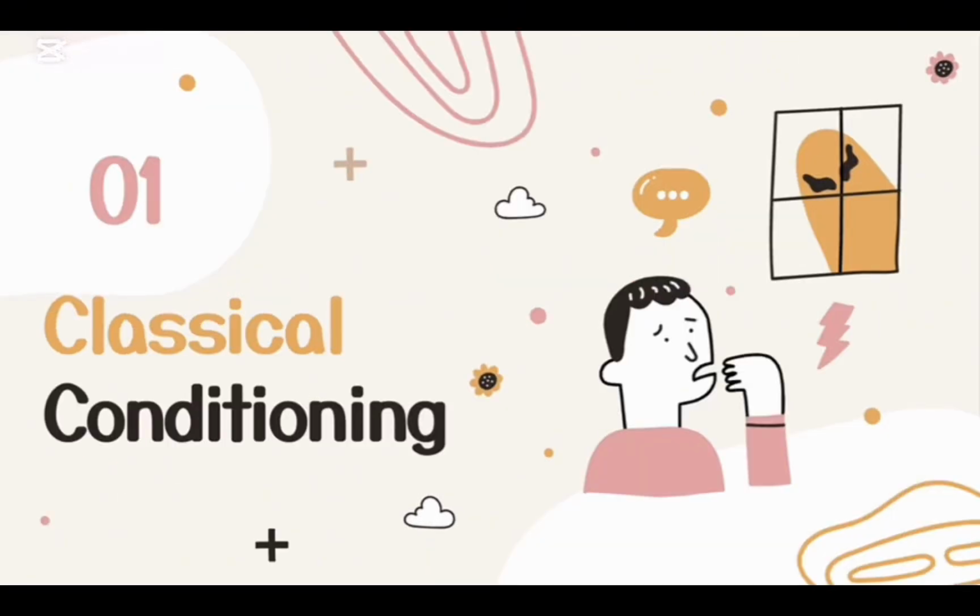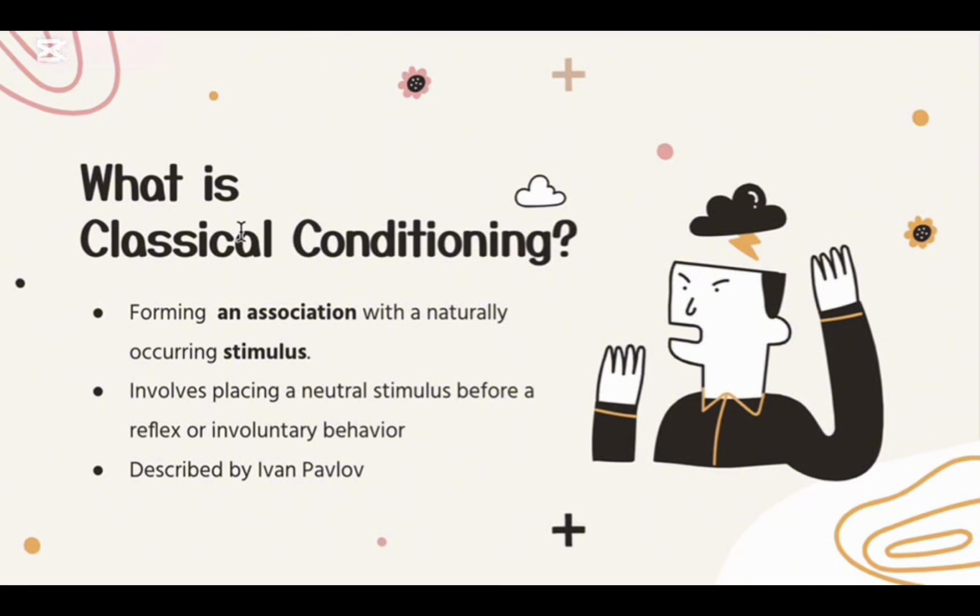First, classical conditioning. So, what is classical conditioning? Classical conditioning is forming an association with a naturally occurring stimulus. It involves placing a neutral stimulus before a reflex or involuntary behavior. It was described by Ivan Pavlov.